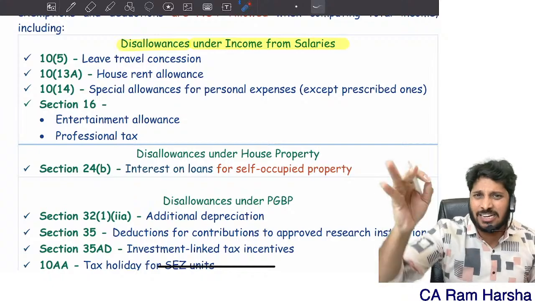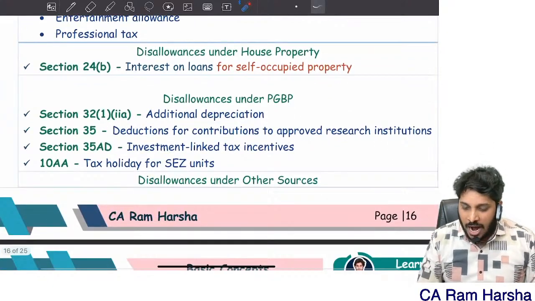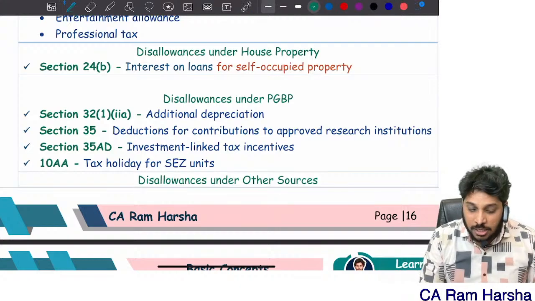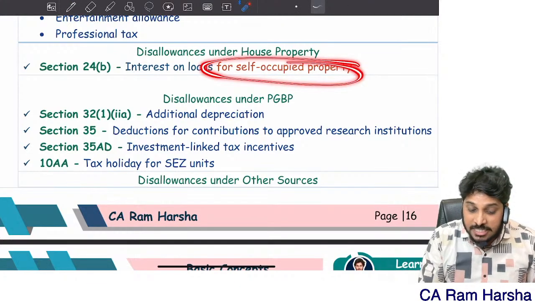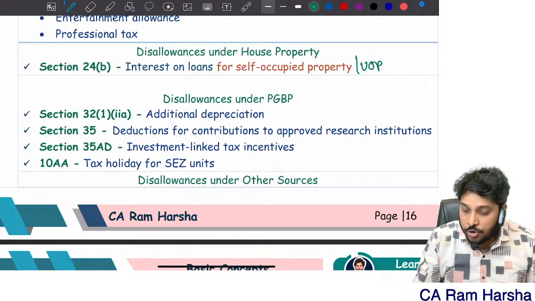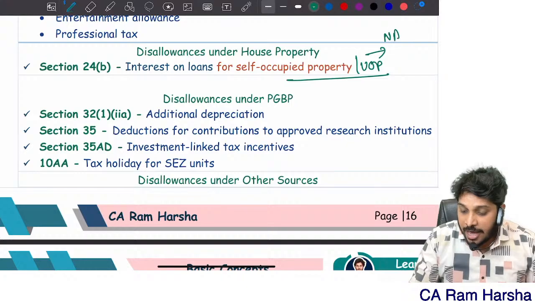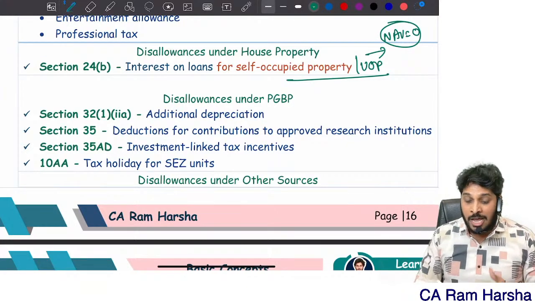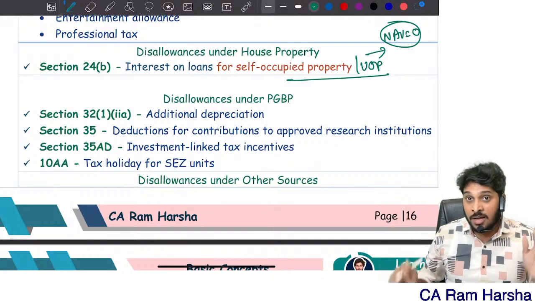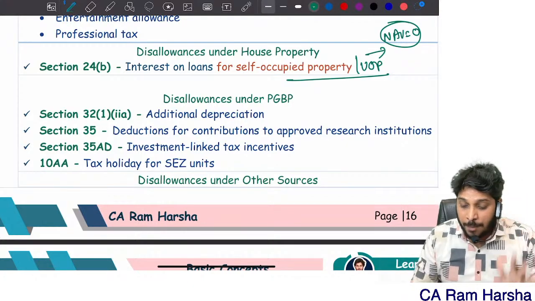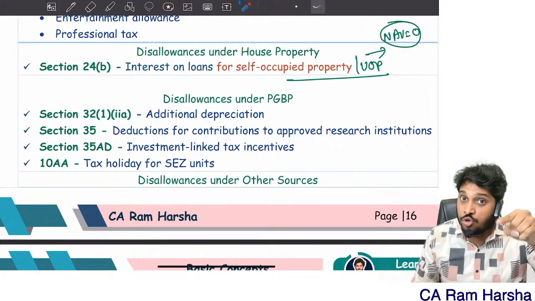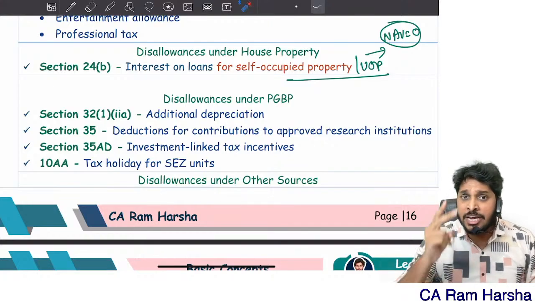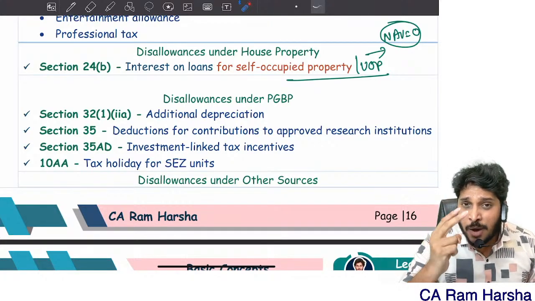Then coming to house property, only one disallowance, that too for which type of property? Self-occupied or unoccupied property where NAV is equal to 0 benefit is claimed. Remember, it's not straight away self-occupied. Self-occupied or unoccupied property where NAV is equal to 0 benefit is claimed. We all know net annual value will be nil for any two properties. What are the property natures?